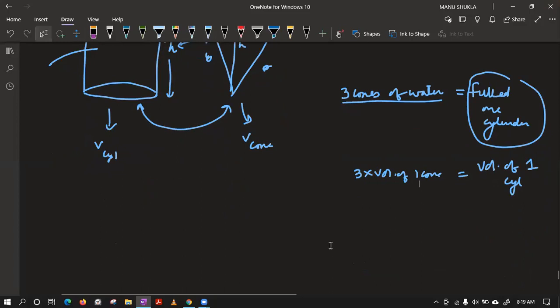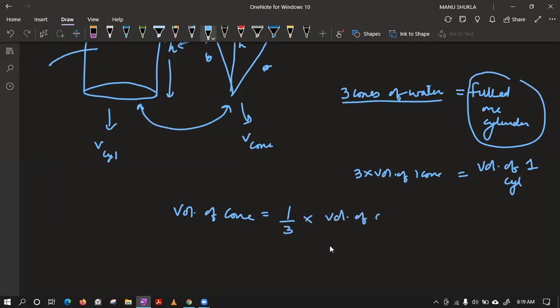And finally, we found the formula for volume of cone as 1 upon 3 into volume of cylinder. We all know the volume of cylinder is pi r square h. So 1 by 3 multiplied with pi r square h. This is the formula for volume of cone. Is it clear to everyone? Class, please confirm, is it clear? Okay.